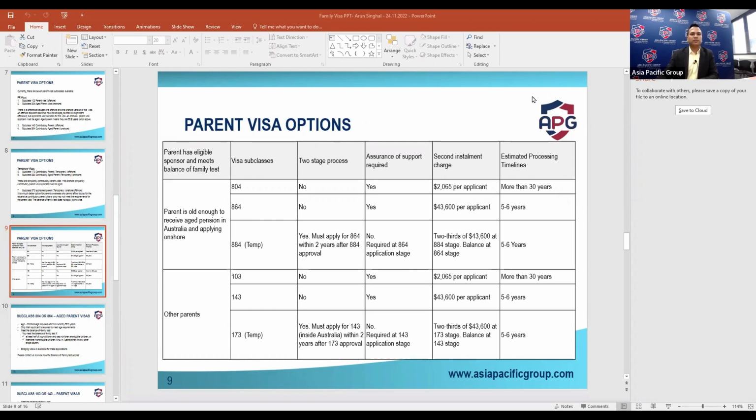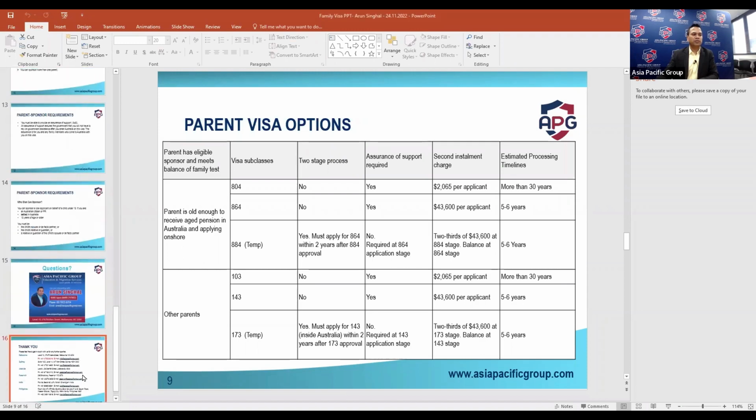Okay, Rob, what are the recommended documents to show relationship with parents? So Rob, these are part of the checklist, and they depend on the individual circumstances. So please visit our office or give me a call on these numbers, and I will be more than happy to assess.